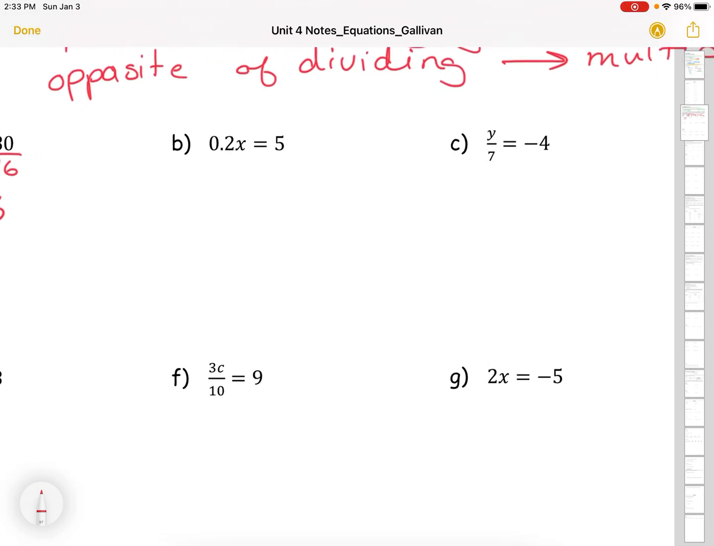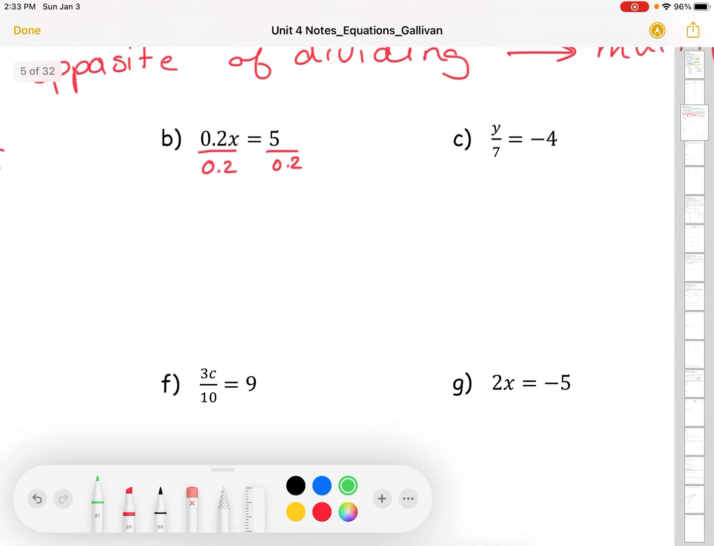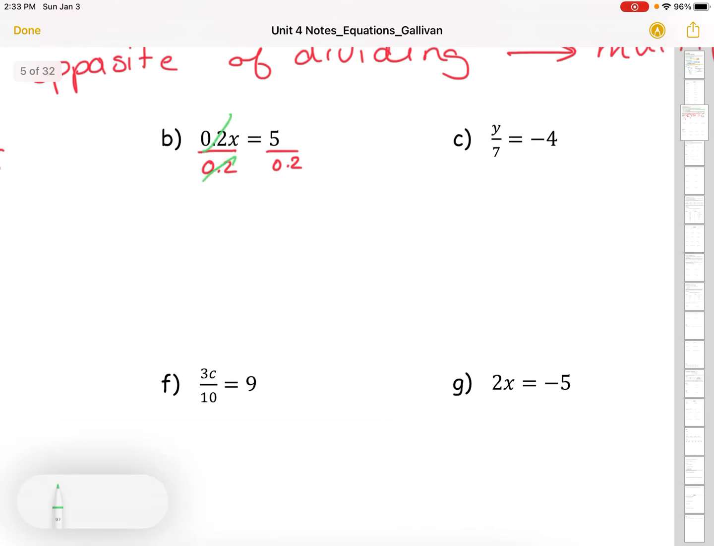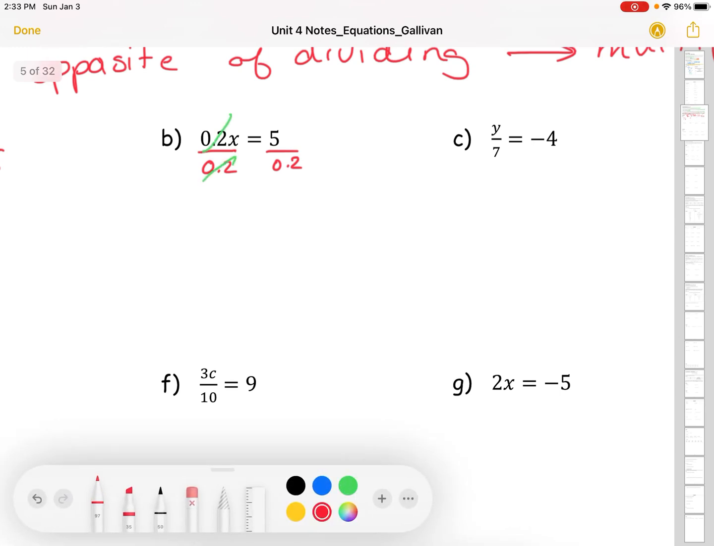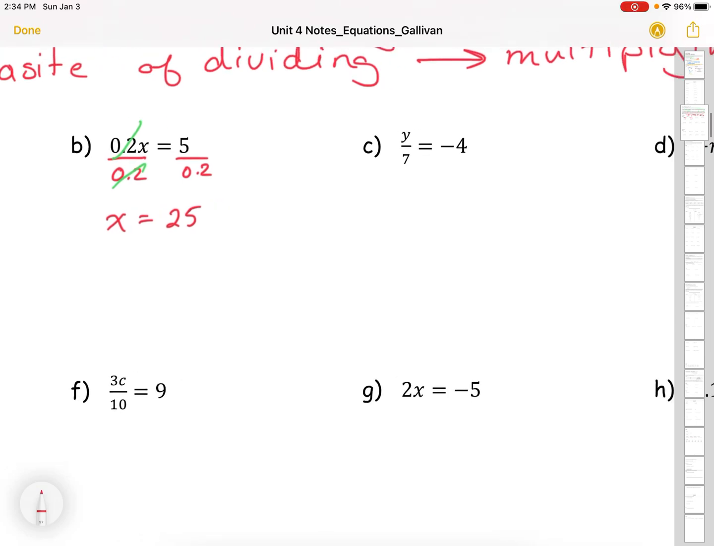That will work. Here we have 0.2x equals 5, so we divide by 0.2. On the one side, 0.2 divided by 0.2 equals 1, so it goes away. So we get x is equal to 5 divided by 0.2, which is equal to 25. Okay, and if you want to test that, 0.2 times 25 equals 5.